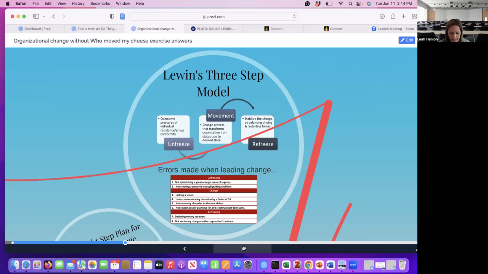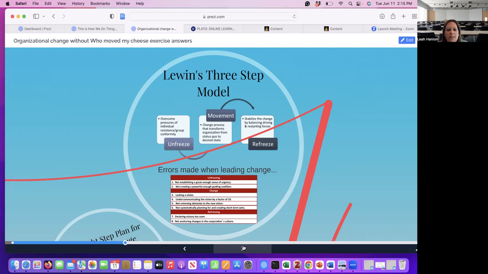Critics of this say it's similar to Maslow's hierarchy. It assumes it's sequential. Also, the freezing language isn't good because time keeps moving, so using the word frozen isn't always a good idea. So again, the 3 stages in Lewin's 3-step model, it's unfreeze, which is overcoming pressures of individual resistance and group conformity. Movement, where you change the process that transforms organization from the status quo to the desired state. And then refreeze, when you find stabilization with the change.